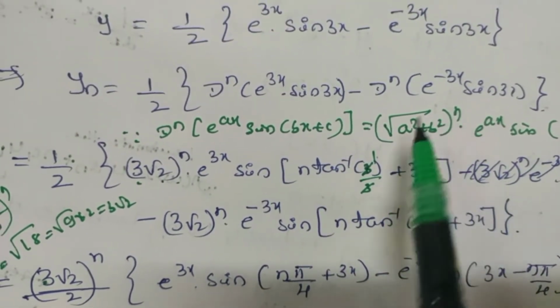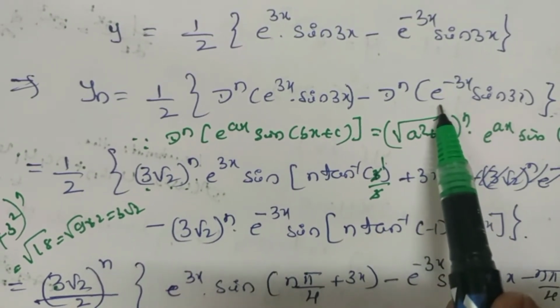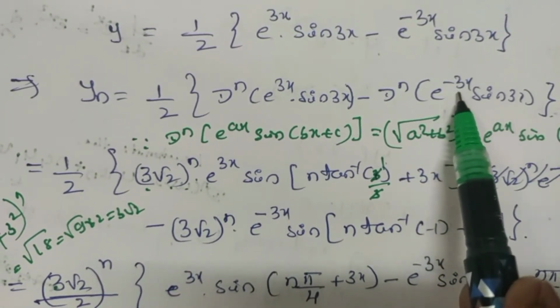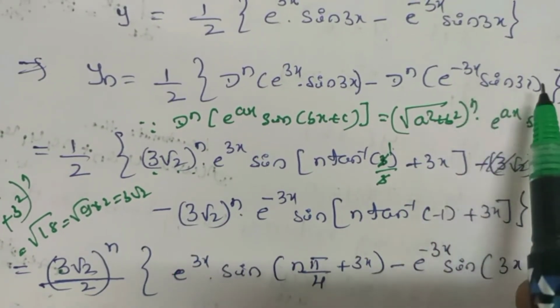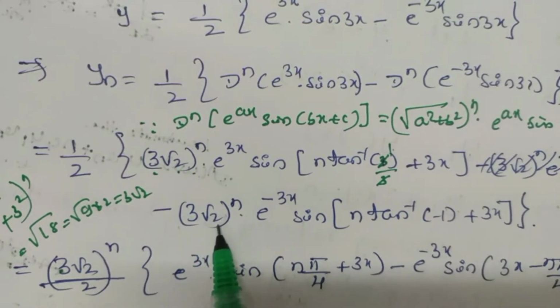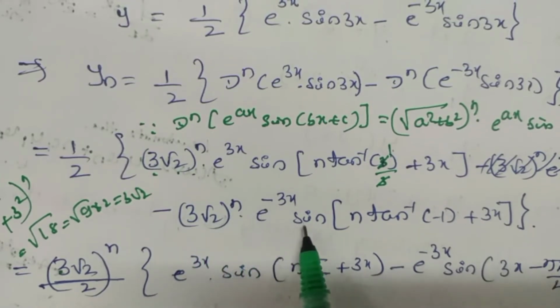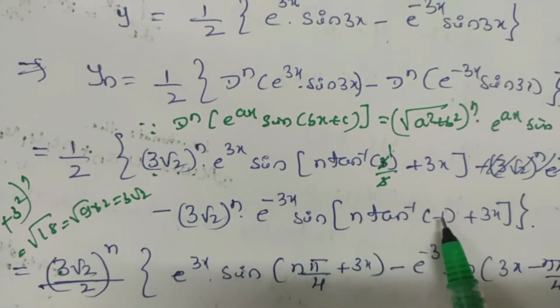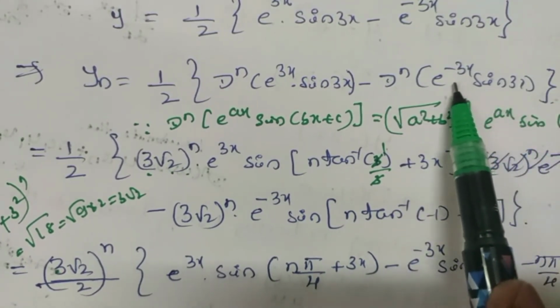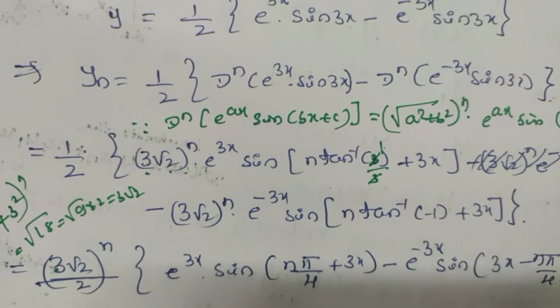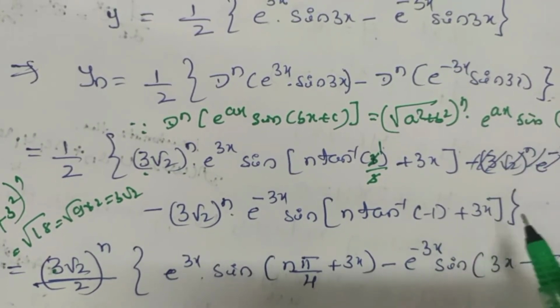Then next, minus. The same thing here also, it is in the form of e raised to ax. Instead of plus 3 here it is minus. This is the difference; everything else is the same. So it is also 3 into under root of 2 whole raised to n, e raised to minus 3x into sin of n tan inverse. Here a is minus 3, so it is 3 by minus 3, which is minus 1, plus this 3x as it is.